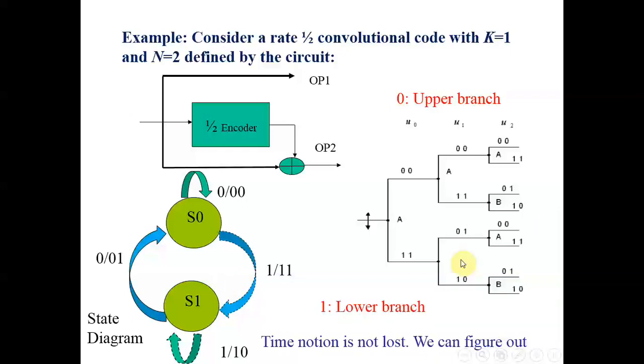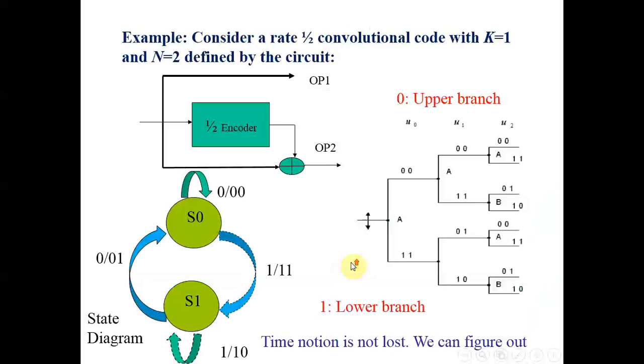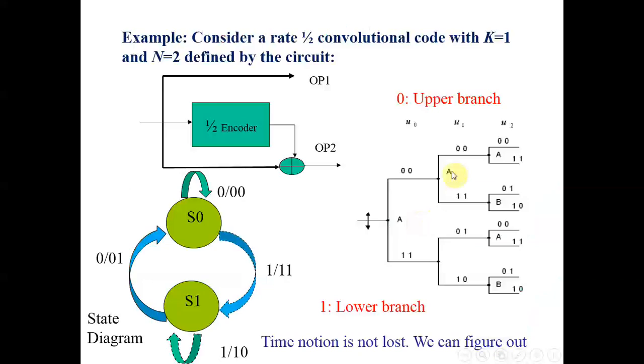Previously we discussed this for the state diagram. Now we discuss this using the tree approach. One more time I will explain how I get this. My message is 1 1 0. I am referring to the tree structure. So when I receive the first bit 1, lower branch. So I come to this node. What is the output? 1 1. Then I receive the second 1, again lower branch. But I reach this node. What is the output? 1 0. And I receive the third bit 0, which is upper branch because the third input is 0. So what is my total output? 1 1, 1 0 and 0 1. So I get the output of the encoder using the convolution approach, which is time domain, using the state diagram approach, and also using the tree structure.